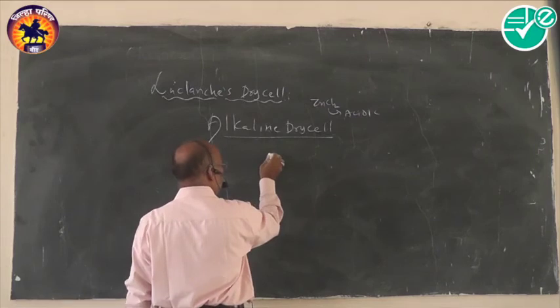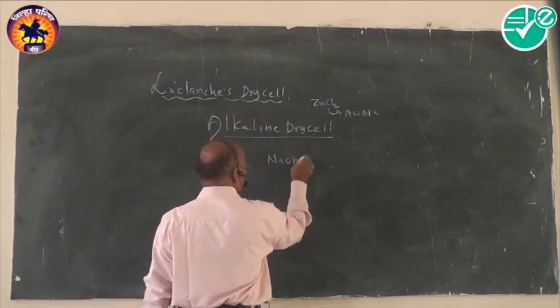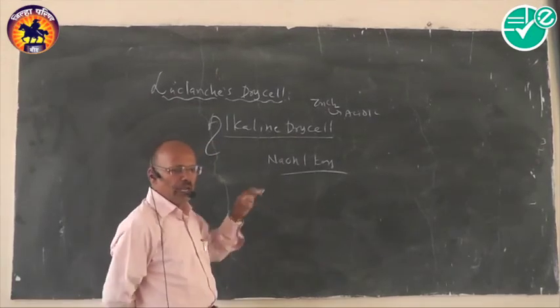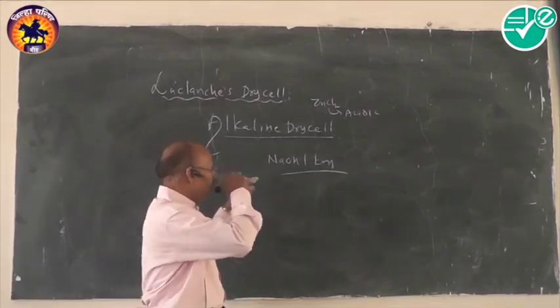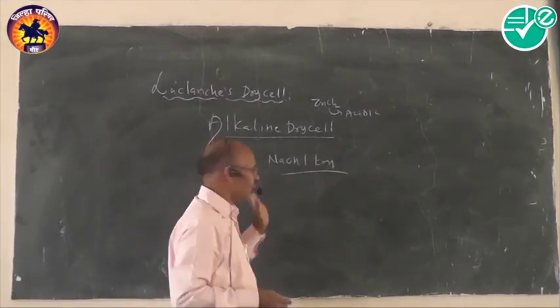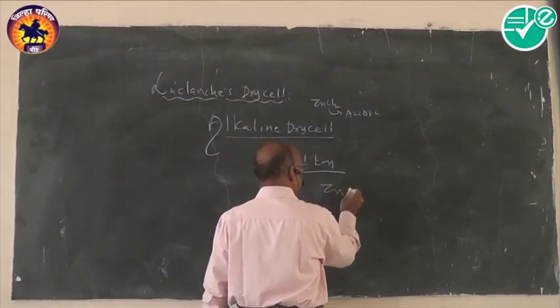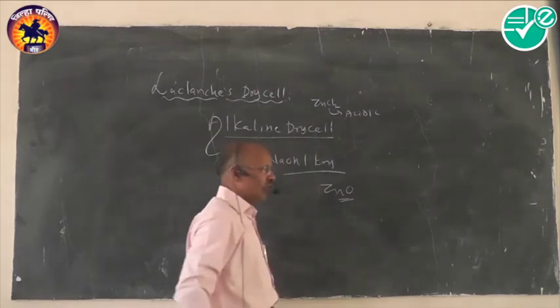In this case we use here NaOH or potassium hydroxide as media. NaOH or potassium hydroxide we can use here as solutions. Electrolytes are there. Along with the same, zinc can be used in terms of zinc oxide.